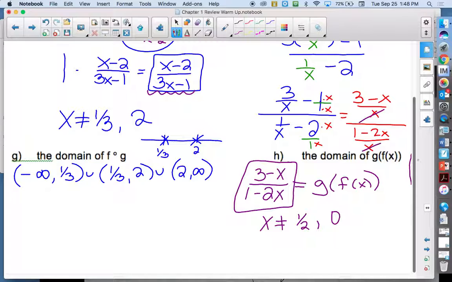So whatever you inserted in, and then whatever the answer is. So for writing that as a domain, negative infinity to 0, then 0 to 1/2, and then 1/2 to infinity.